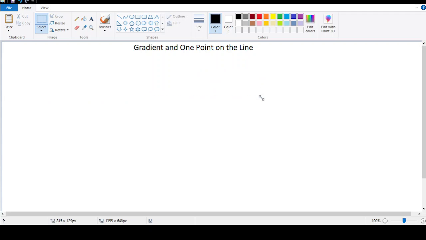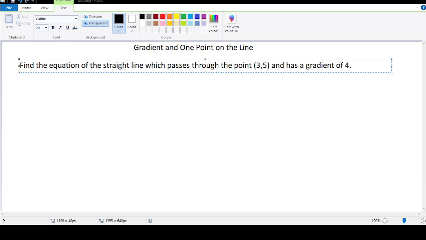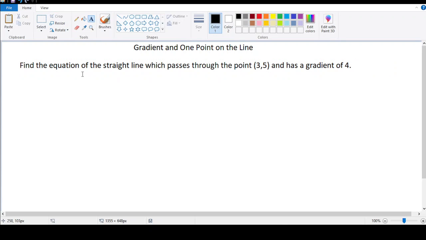So our first example reads as follows. Okay, so here we have the problem. We are to find the equation of a straight line which passes through the point (3, 5) and has a gradient of 4. So we won't be looking for the gradient. We have the gradient already, and we do have a point that is on this particular line. Okay, so let's see what will be our solution.